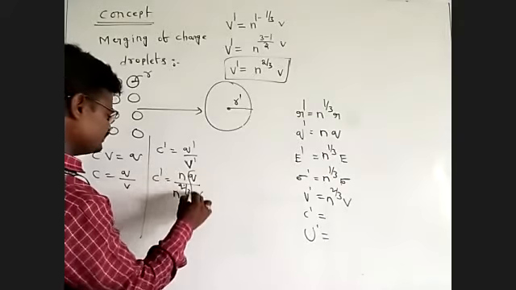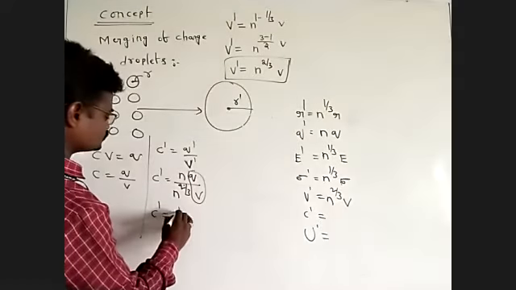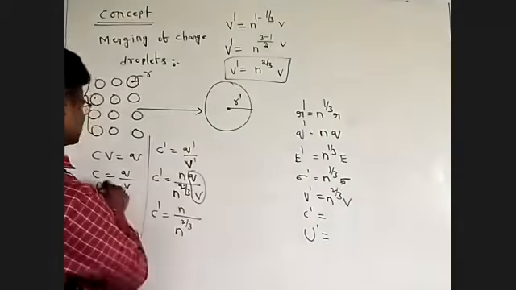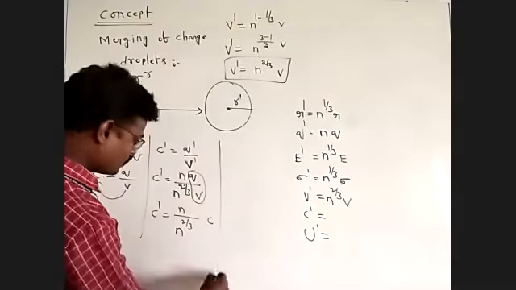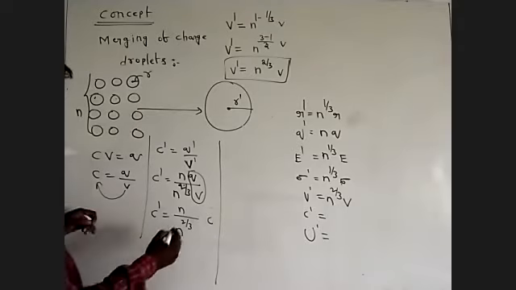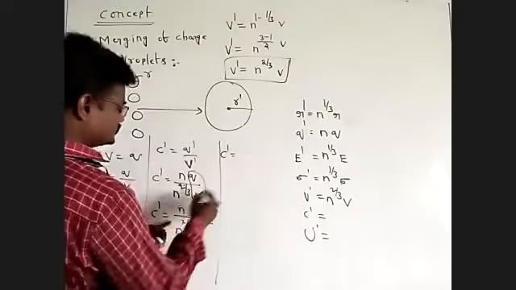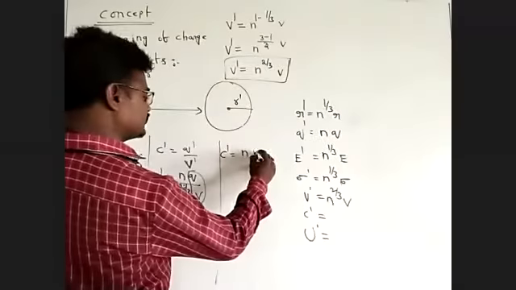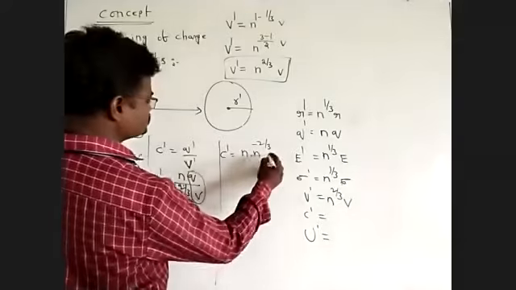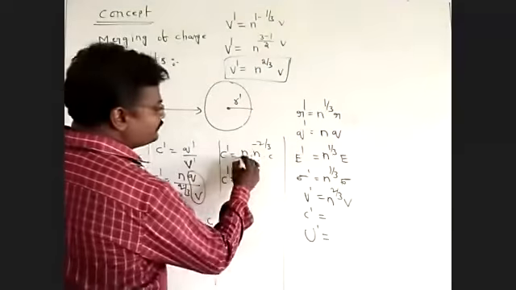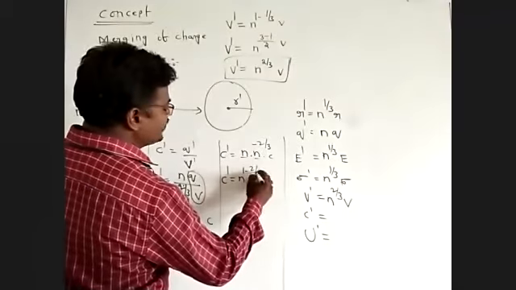We are going to write C dash is equal to N by N power of 2 by 3 times Q by V, and Q by V means that is C. So C dash is equal to N power of 1 by N power of 2 by 3, take upside, N power of minus 2 by 3, into C. The base is the same, so C dash is equal to N power of 1 minus 2 by 3 into C.